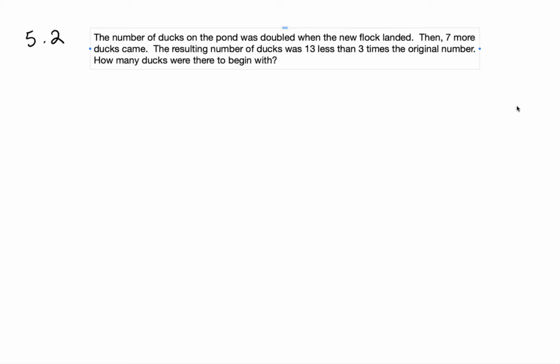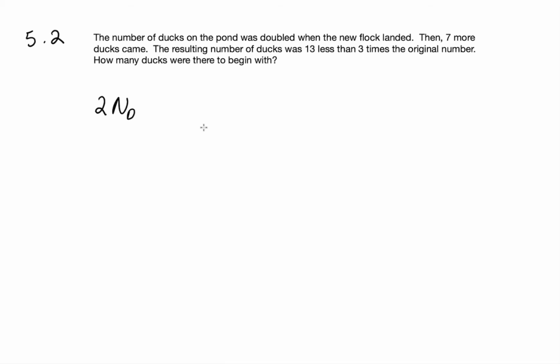Okay, so that's 2, we'll call it D, right? Number of ducks. Let's say it's N_D, we'll use a subscripted variable here. And we'll say 2N_D because the number of ducks was doubled when the new flock landed.